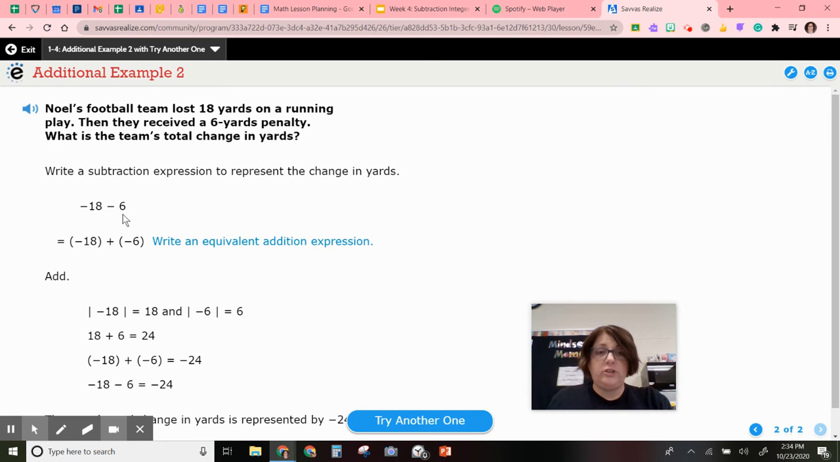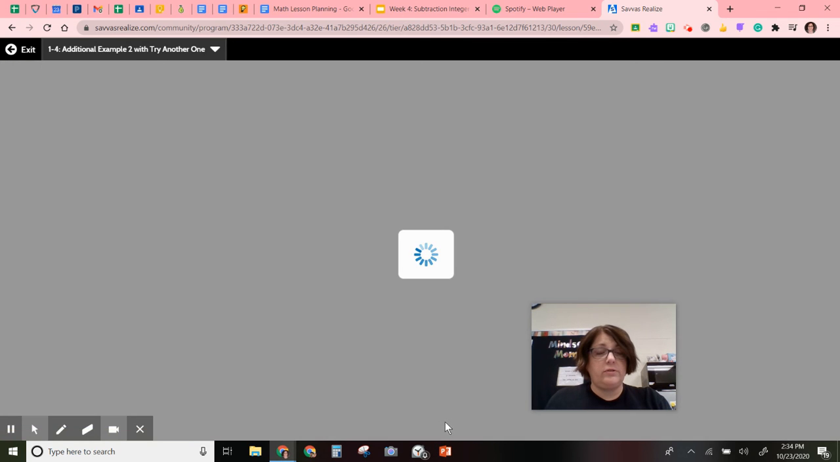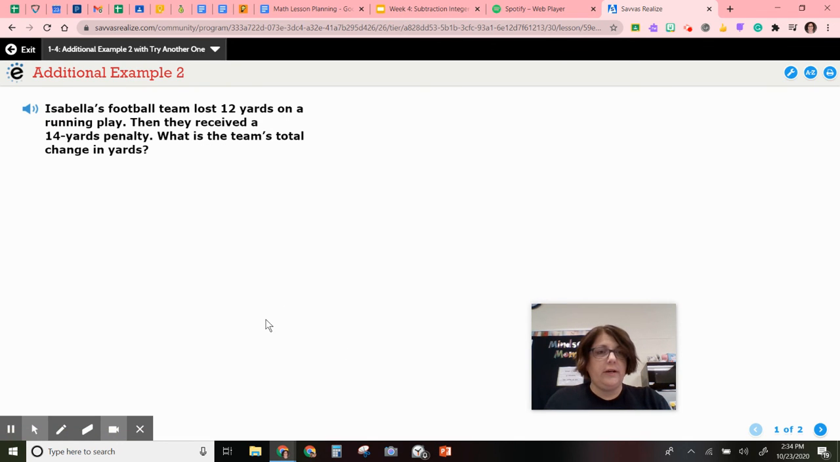Then we use keep, change. We keep -18, we change the subtraction to addition, and then we change 6 to its opposite, -6. I see 2 signs that are the same. So it's going to be a negative number, we keep that sign, and then 18 plus 6 is 24. So the team's total change in yards is represented by -24. They lost 24 yards.